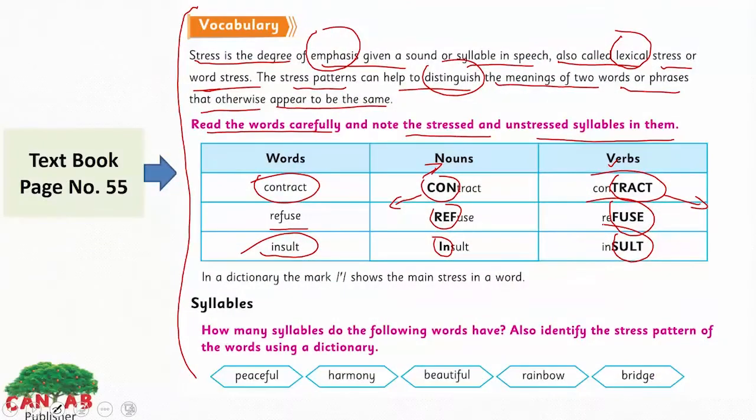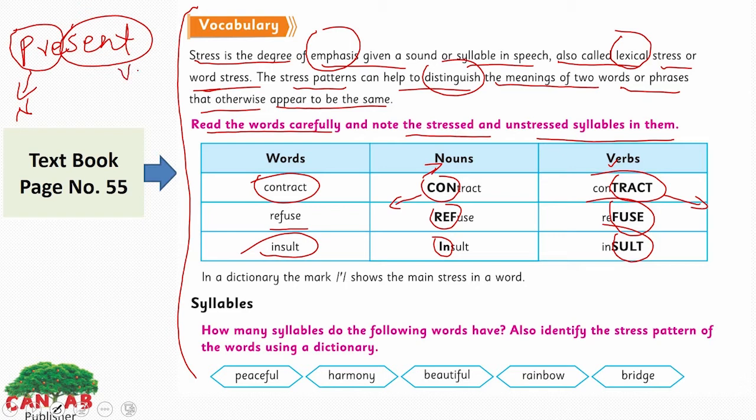Let me give you some more examples. Like this is a word present. So can you find out the verb and the noun here and the stressed syllable in both categories? Yes. The pre is a noun, the stressed syllable here, and the sent is the verb, the stressed syllable here. In a dictionary, the mark like this, an apostrophe, shows the main stress in the word. We will find it like this in the dictionary.